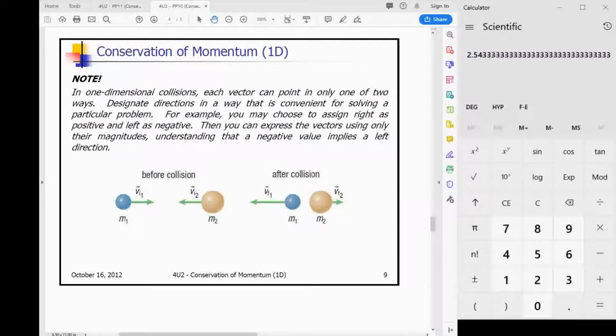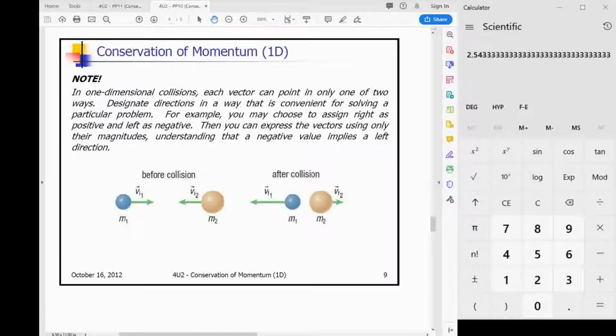So in the one-dimensional collisions, each vector only points in one of 2 ways. They're either going left or right or up or down. It's best to choose your positive based on, I suppose, it's your decision, but choose it whatever way would make it convenient for solving the particular problem. So oftentimes we assign right as positive, left as negative, up as positive, down as negative. But if we're talking about something that maybe is involving the force of gravity going down, you might want to use down as positive.